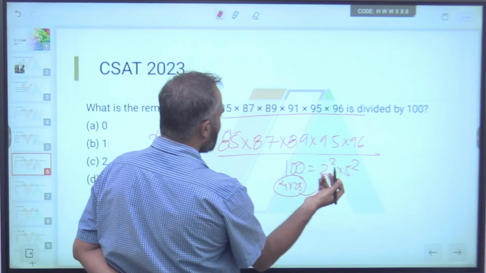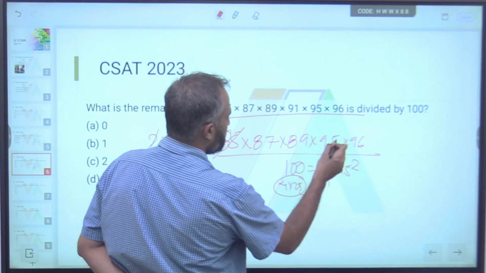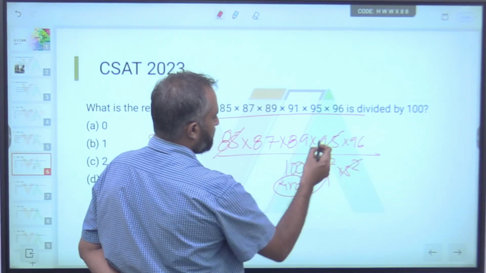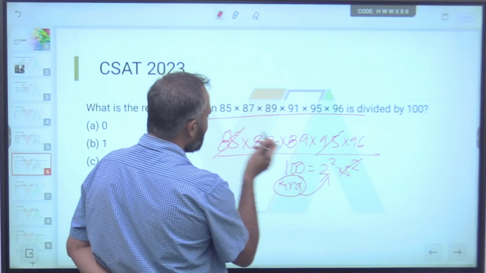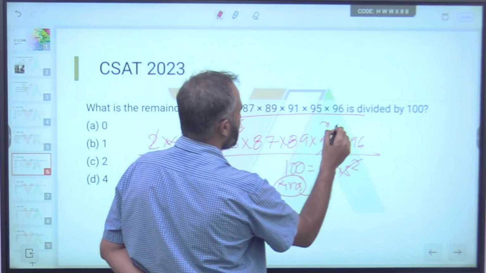Now, can we get two 5s here? Yes, there is one 5 here. There is one 5 here. So, this is getting cancelled. 95 is not getting cancelled, but there is some number into 5. This is some number into 5. This is some number into 5.